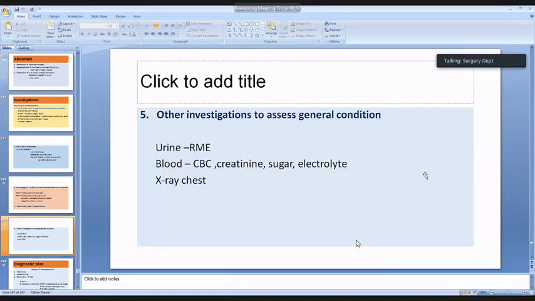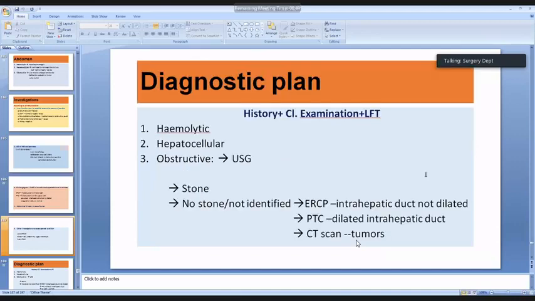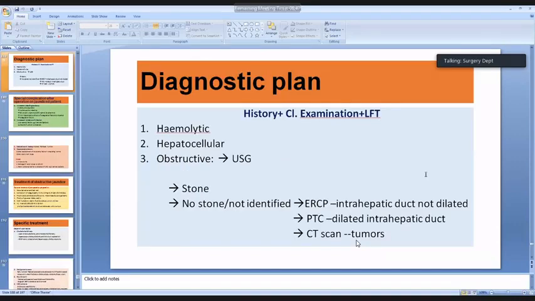Other routine investigations are urine, blood, CBC, creatinine, sugar, electrolyte, X-ray chest. Now, after considering all these things, that is, considering history, physical examination, and investigation. So we are considering history, clinical examination, and liver function test. By doing just these, you can get the answer whether it is hemolytic or hepatocellular or obstructive.